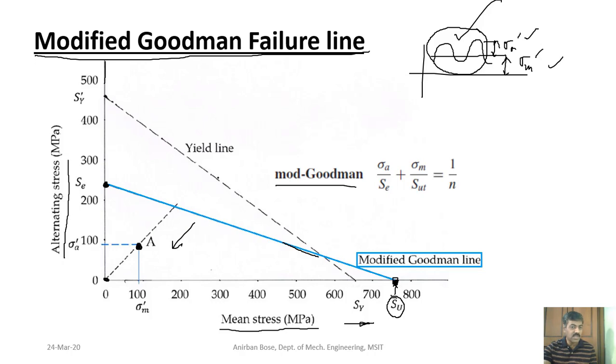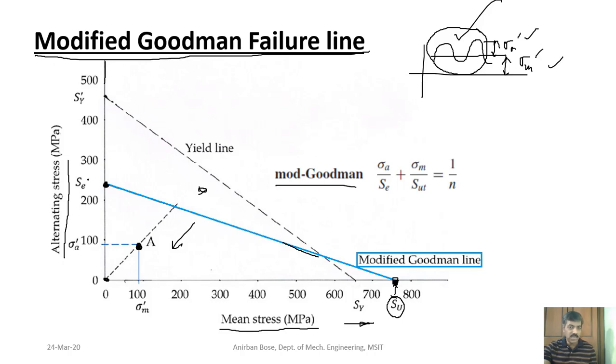But if it is outside this region, according to the Goodman criteria, it will fail. That means the infinite cycle will not be sustained. This is the meaning of that. So this is the criterion by which you can decide the fatigue failure.